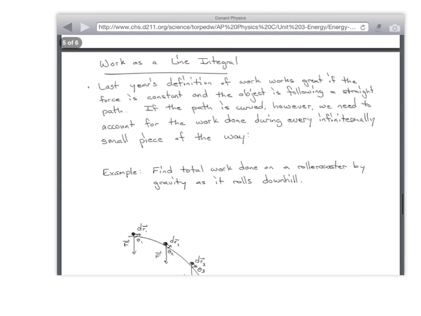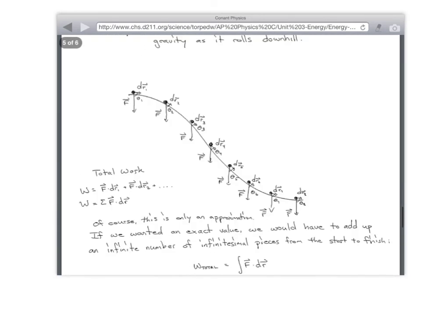Work is a line integral. Okay, this is where the math gets fun. Here's that roller coaster I was talking about before. The total work done from the top of the hill to the bottom of the hill, in order to get that, you've got to do the total work for this little piece, plus this piece, plus this piece, plus this piece, plus this piece, plus this. Means you got to add them all up, right? That's that little summation. But if you're doing it a whole bunch of times, just replace it with an integral sign. The total work would be F dot dr added up. Because each little piece of work is F dot dr. So the total work is the integral of F dot dr.